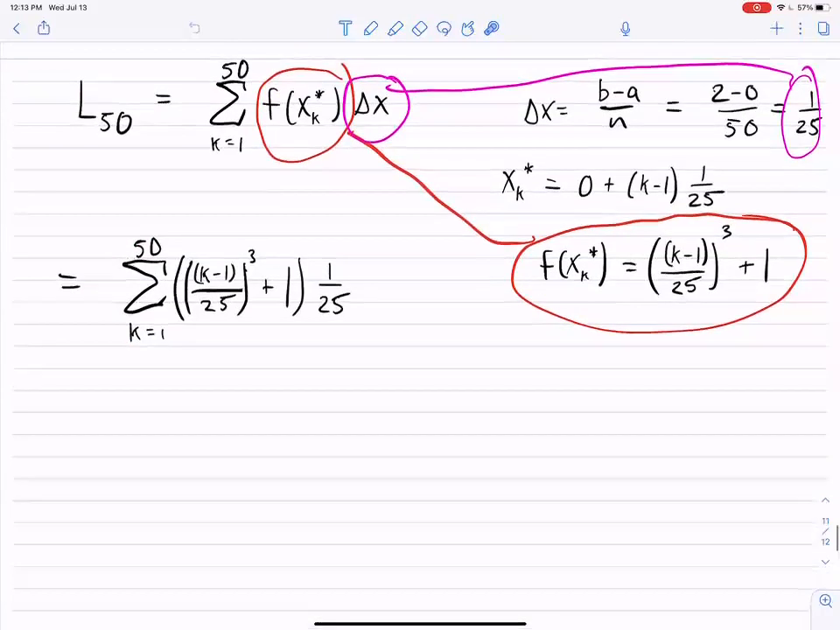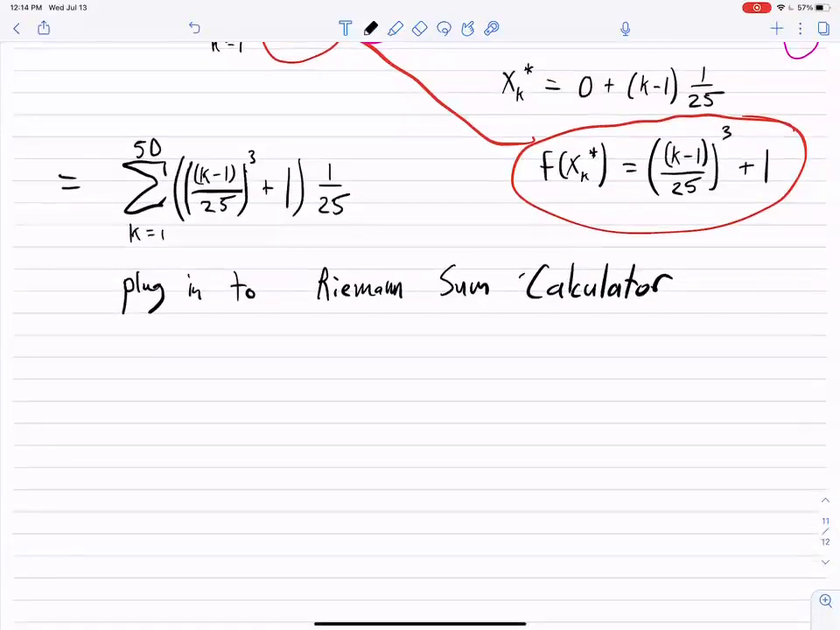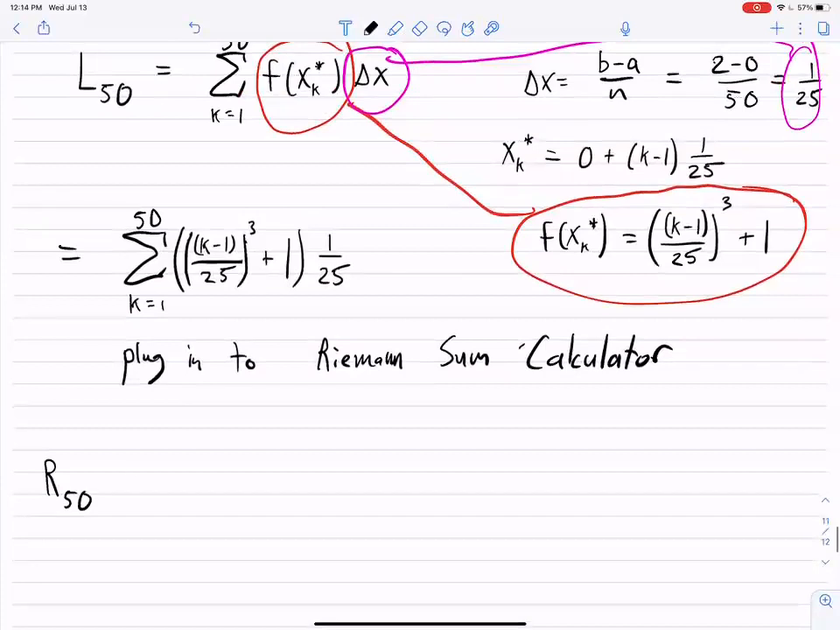If I was trying to do this on a homework, I would just plug this into a Riemann sum calculator. That's totally fine for the homework. And then for the quiz and test, I won't have anything that difficult. R50, on the other hand, is one that we can do because it's going to be a much nicer formula.